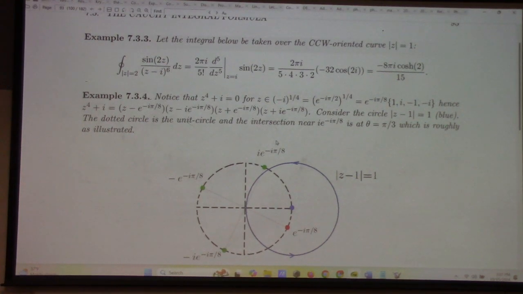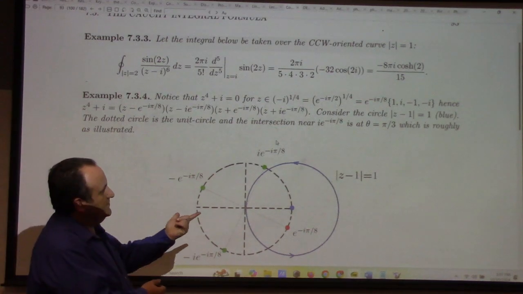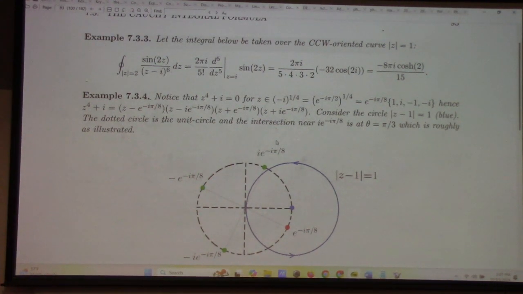But that 5th derivative is pretty easy to calculate, because we can differentiate sine all day long, not a big deal, right? That gives us minus 32 cosine of 2i, which you know is cosh of 2. And so there you go, minus 8 pi i cosh of 2 divided by 15. That's that integral. Whoa. We just calculated an integral by differentiating. Do you remember ever doing that in real analysis? No, that only happens here. There's this weird confluence between differentiation and integration in complex analysis that allows this kind of insane calculation, really.